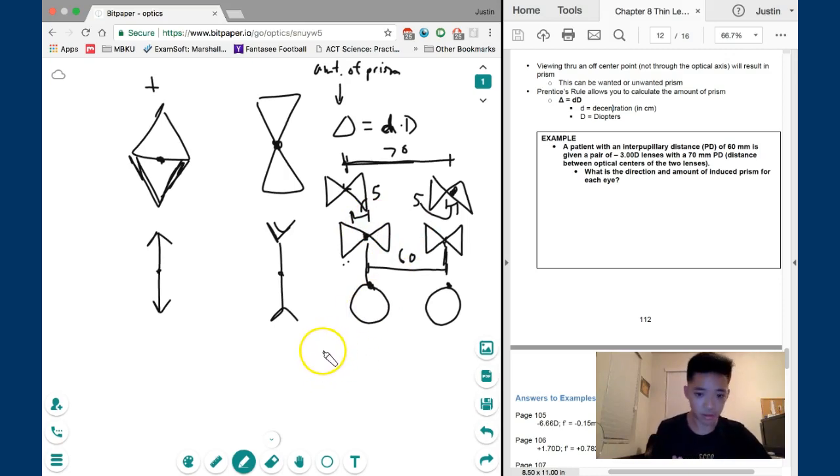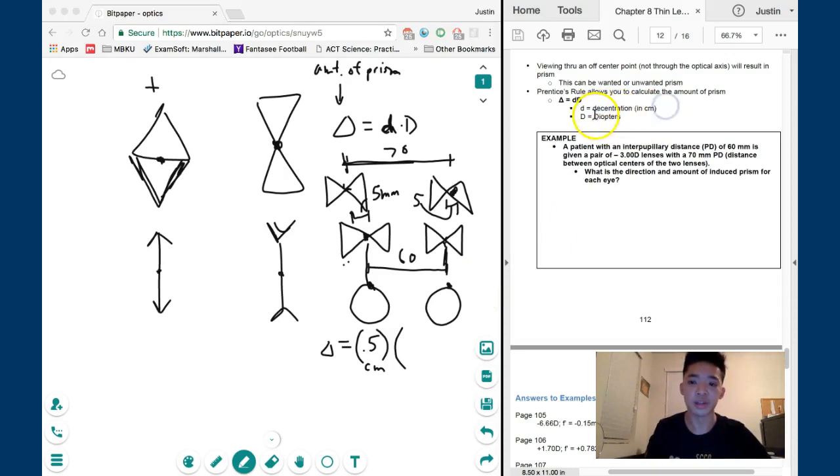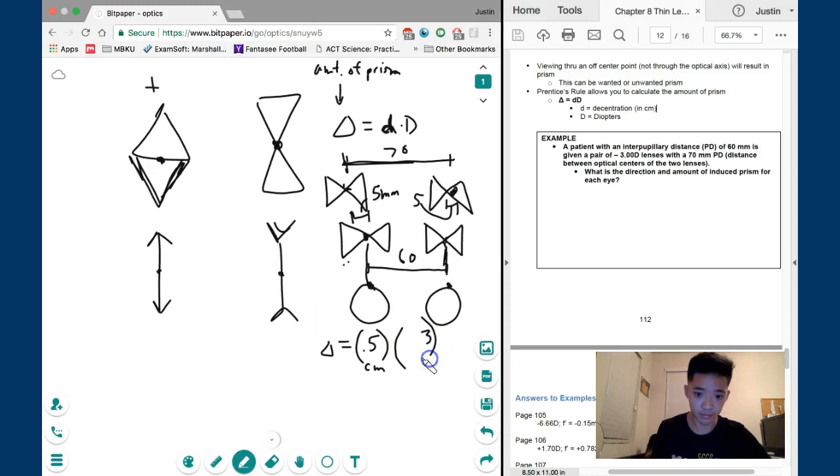So you can now calculate the prism that is induced for each eye. If it's 5 millimeters, that's really 0.5 centimeters, because the equation wants decentration in centimeters. And then the diopters is going to be -3. And so the prism that you get is minus 1.5 prism diopters.